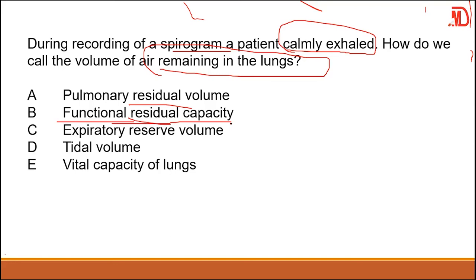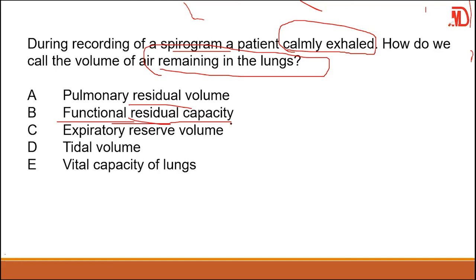And this is simply the volume of air remaining in the lungs after normal expiration. So if you expire, the normal volume that is left is called the functional residual capacity. And again, this can include the expiratory reserve volume and the residual volume. Expiratory means the one you have exhaled out. But basically, it means the volume of air that remains after you expire calmly. That's what we talk about.